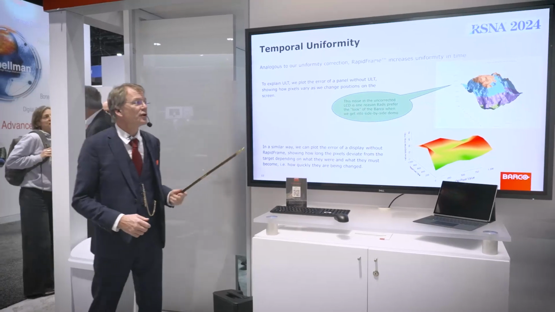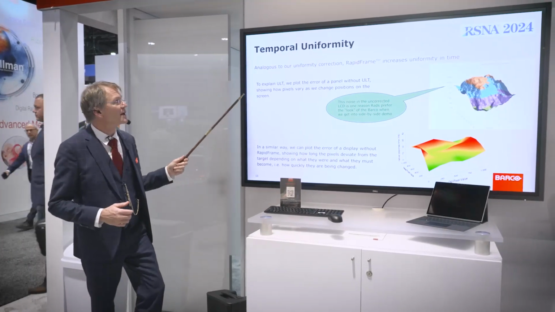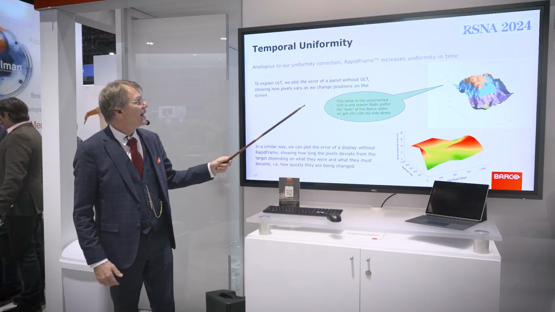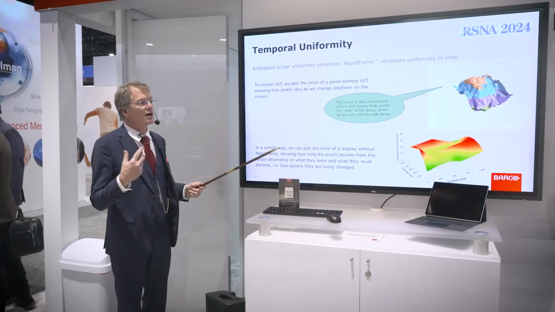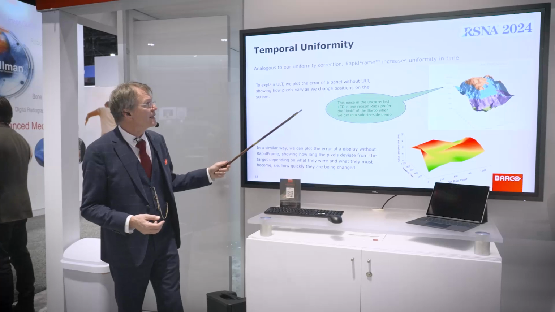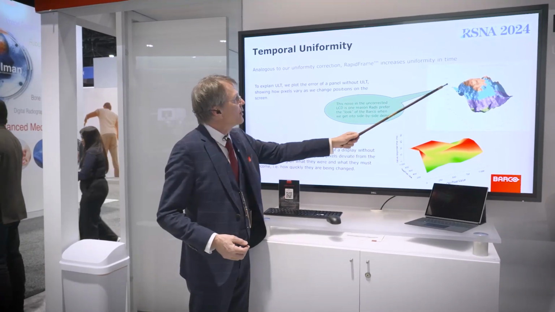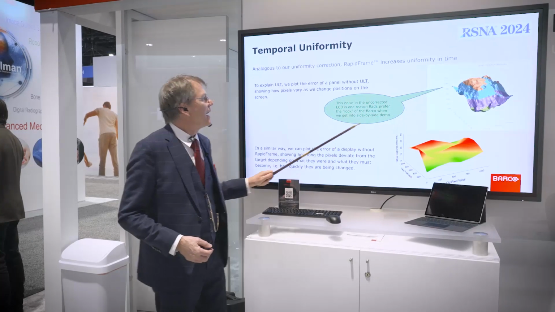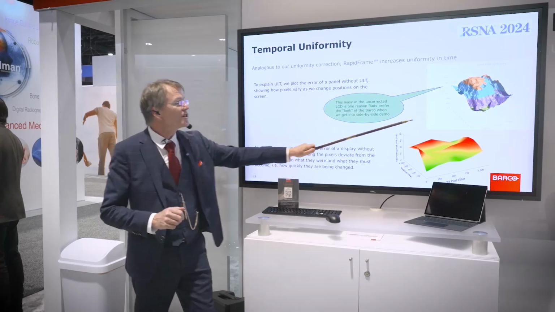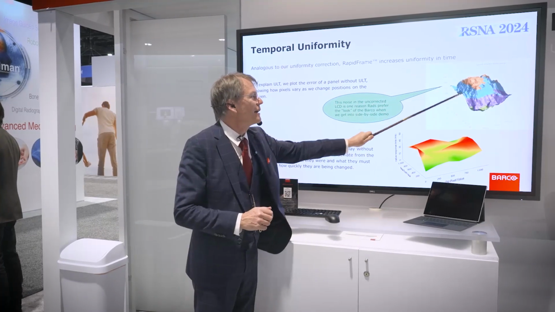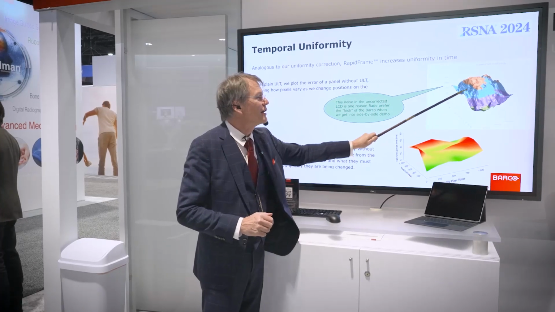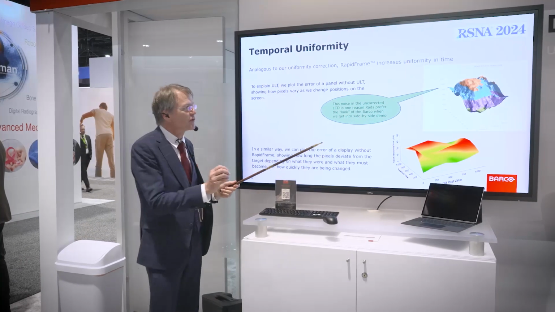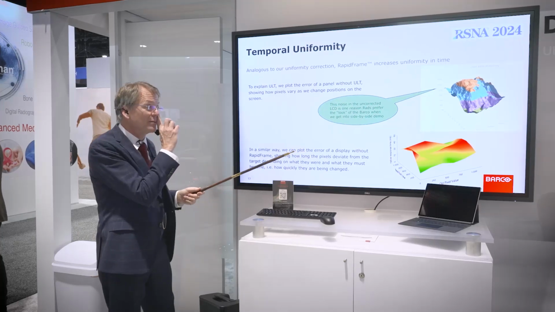We can think of this also as a kind of temporal uniformity. It's analogous to the uniformity correction that we do on the screens. When we explain our luminance uniformity, we plot the error of the panel and show how the pixels vary, even though these were all supposed to be the same white level. The correction of this, which we have done since 2004 on our breast imaging displays, is really one of the reasons that radiologists prefer the look of the Barco when we show it side by side.